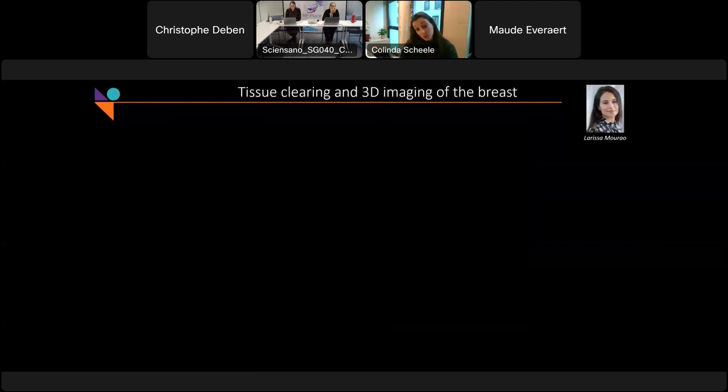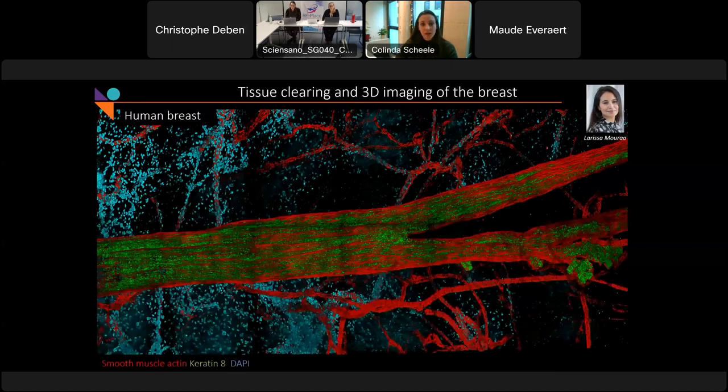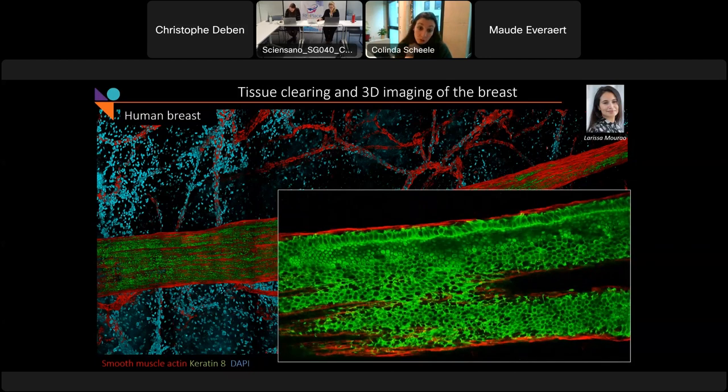And now, instead of these 2D planes, we can really get real insights into the structure of the tree, and eventually we can then also compare this to the actual organoids that we develop from these tissues. We still do have 2D planes in these 3D images, so we can still go and even look at the cellular level at how this mammary tree is organized.